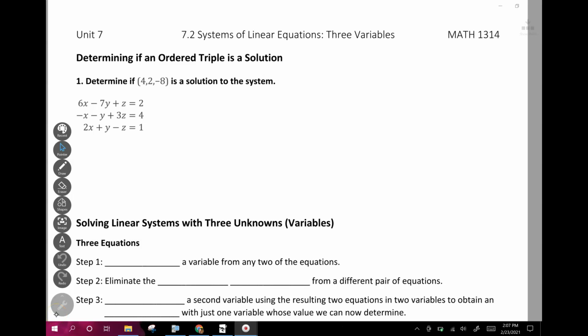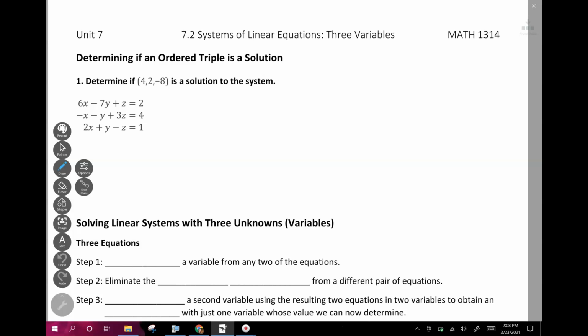Hey guys, this is 7.2. We are going to be looking at systems of linear equations with three variables. So first, to determine if an ordered triple, that's what this is called when you see x, y, z, you've got three variables, that's going to be an ordered triple instead of an ordered pair.